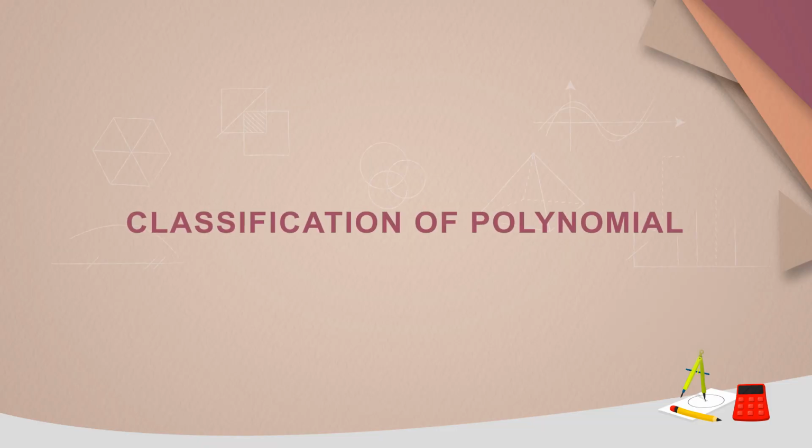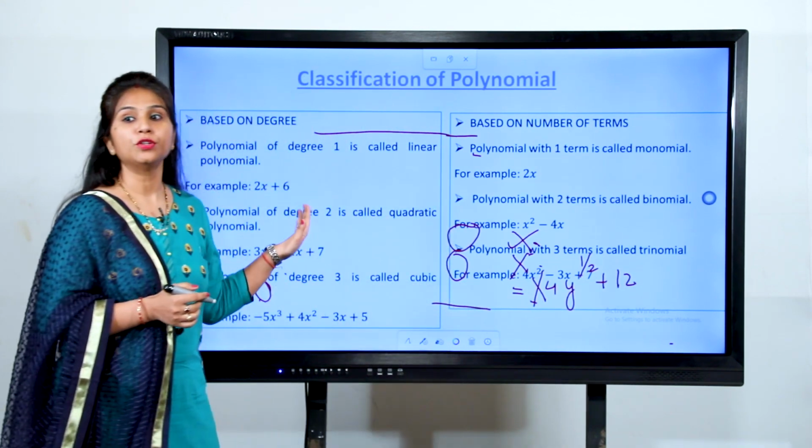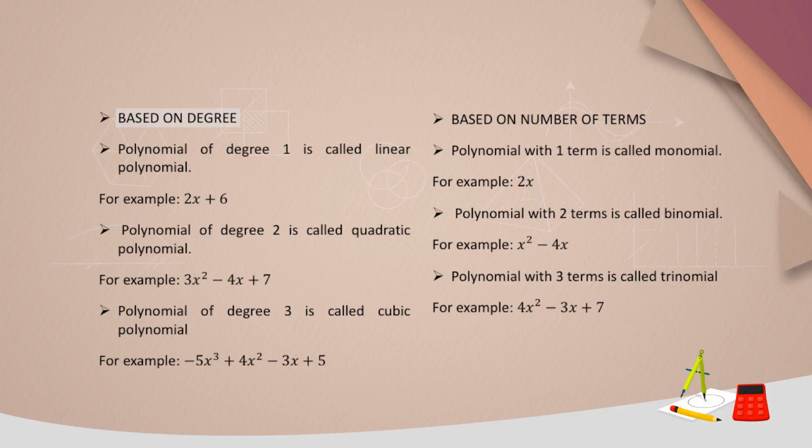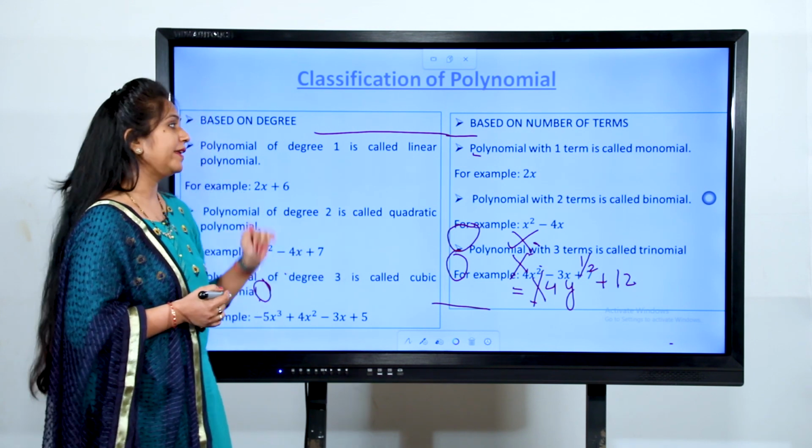Now let us discuss the other classification of polynomials. We classify polynomials based on two things. Number 1, based on degree. Number 2, based on the number of terms. Let us discuss how to classify polynomials based on degree.